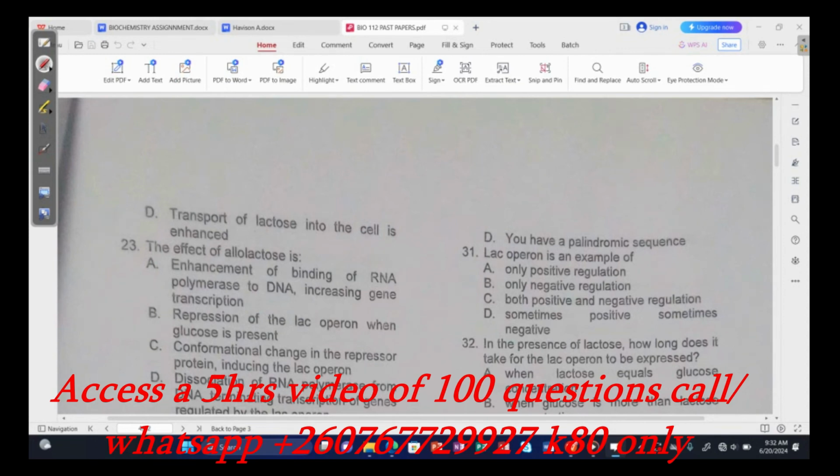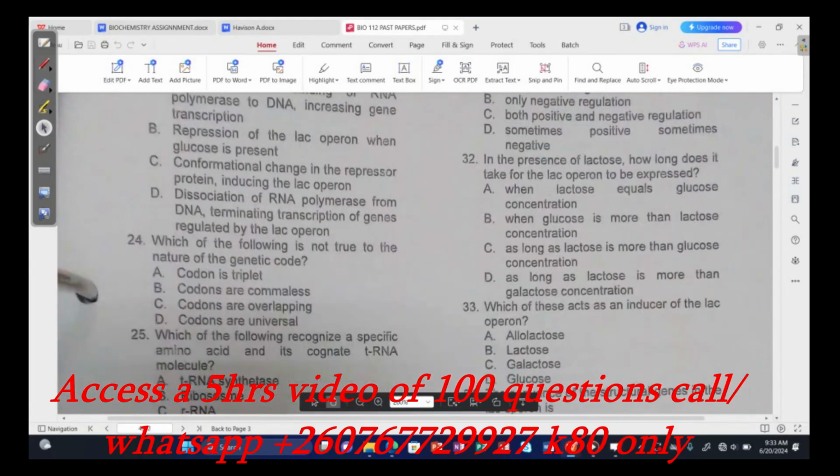The transport of lactose into the cell is enhanced. As we said, lactose is present, so this lactose now has to be transported to the inside of the cell. That's why we have a membrane-bound protein, permease, which will allow this lactose to get where? Inside the cell. So D for 22. We move on to 23.